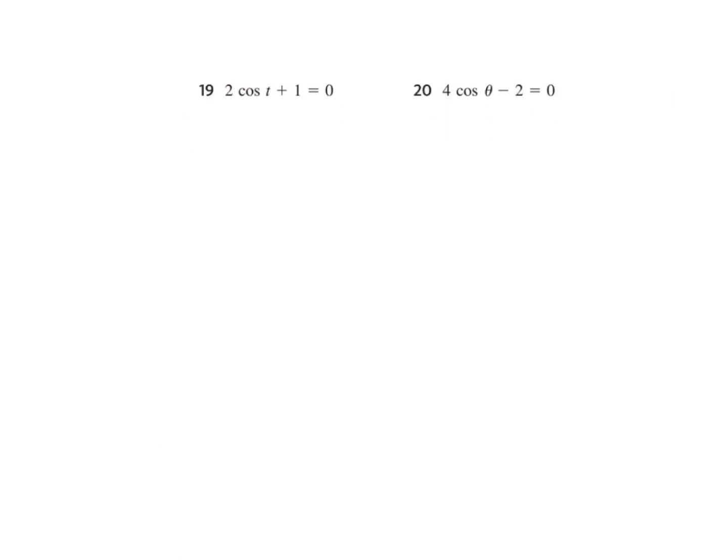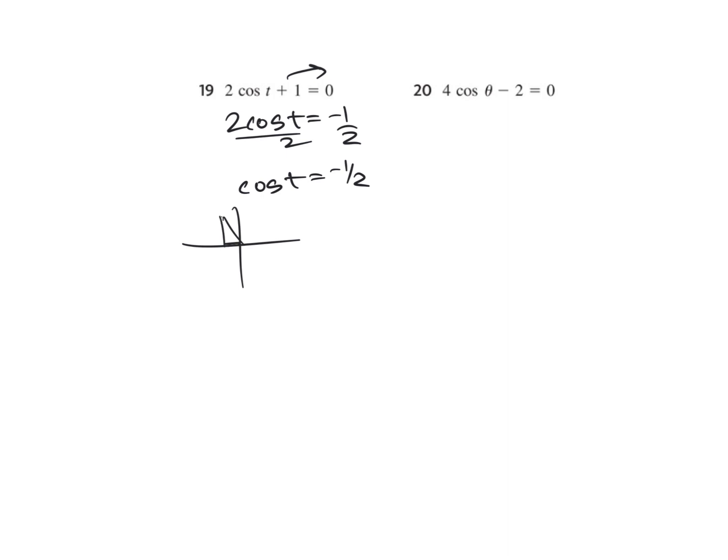2 cosine of t plus 1. So subtract 1. Divide off the 2. So where's the cosine of t equal to negative 1/2? The short leg. So negative. So that's going to be at 2 pi over 3, and also negative at 4 pi over 3. So what's our answer? 2 pi over 3 plus 2 pi n, and 4 pi over 3 plus 2 pi n.